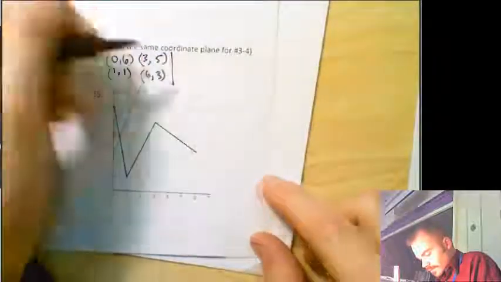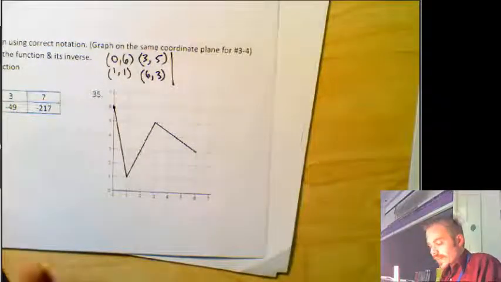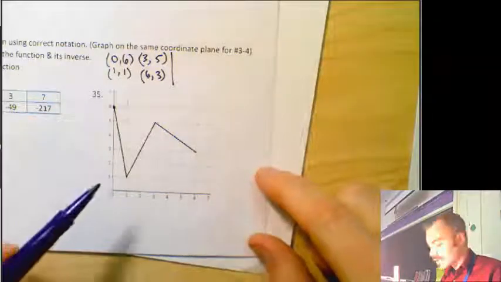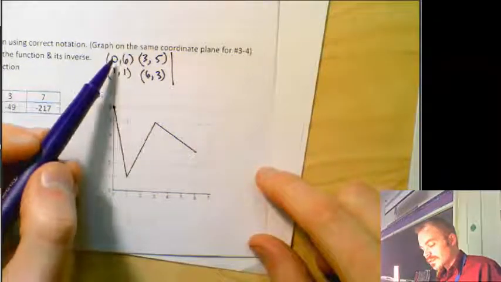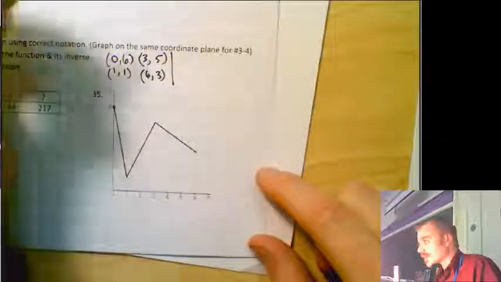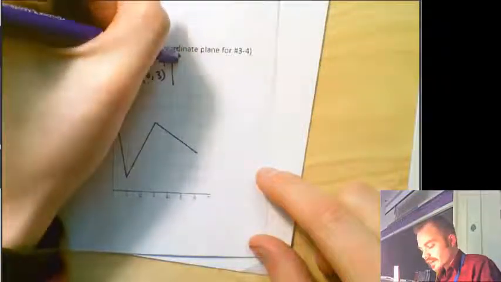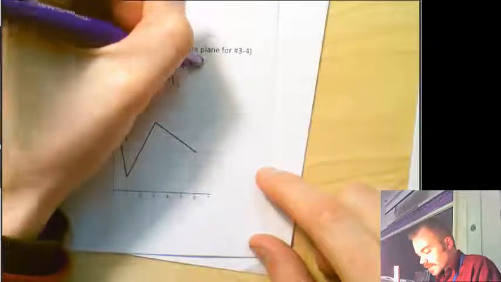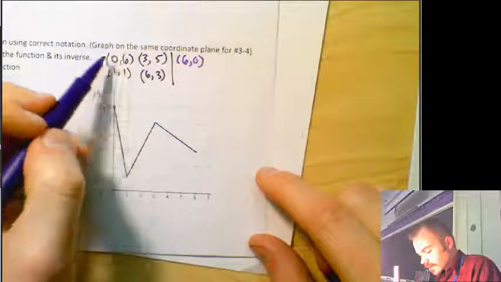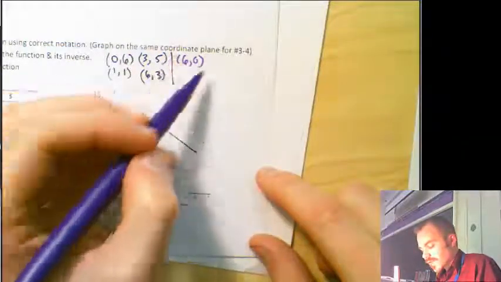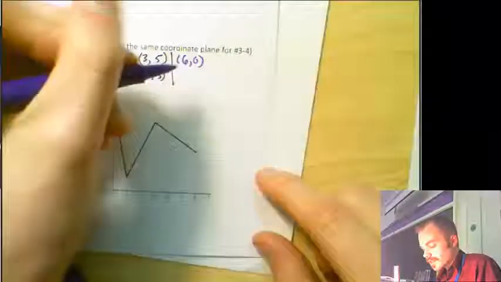Now I'm going to find the points of the inverse function and graph them as I find those points. So to find the points of the inverse function, I just replace x and y. So I switch the position of x and y. So the first point becomes (6, 0). So I'm just reversing the order of (0, 6) to find the point of my inverse function.